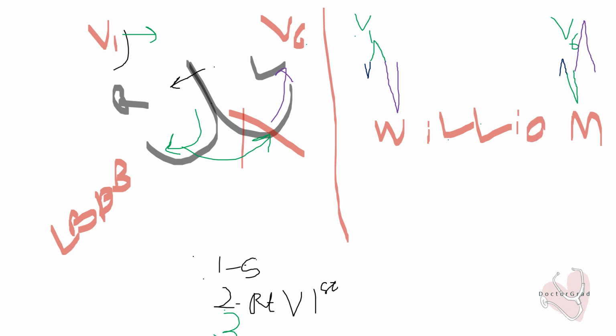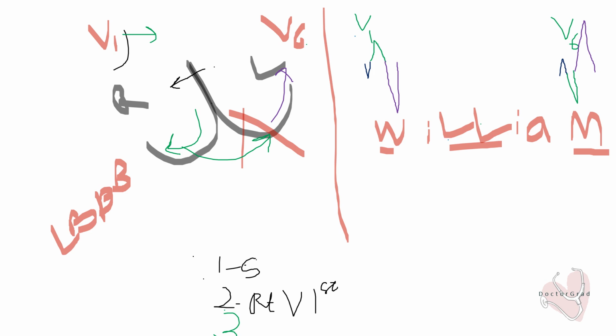Left bundle branch, what do we get? Left bundle branch: W pattern in V1, M pattern in V6. In right bundle branch: M pattern in V1, W pattern in V6. So remember it like Marrow and William. That's a simple mnemonic to remember all this.